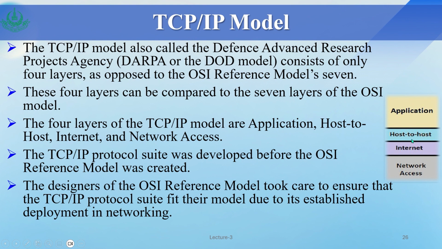As both models have the same working, the 4 layers of the TCP/IP model are application, host to host, internet, and network access layer. The TCP/IP protocol suite was developed before the OSI reference model was created. The design of the OSI reference model took care to ensure that the TCP/IP protocol model or suite fit their model, due to its established deployment and networking environment.